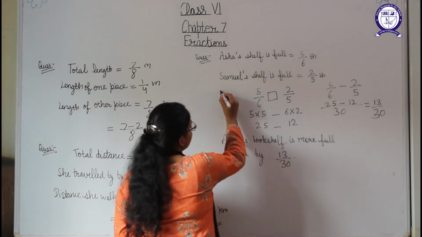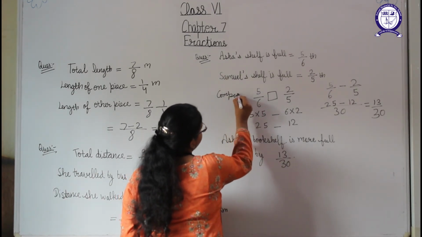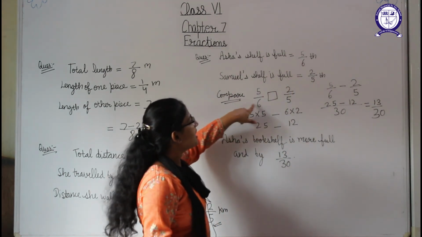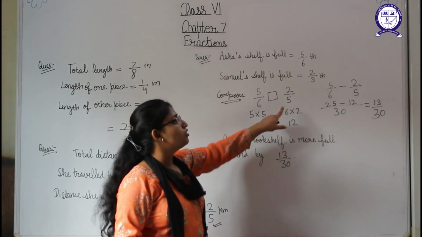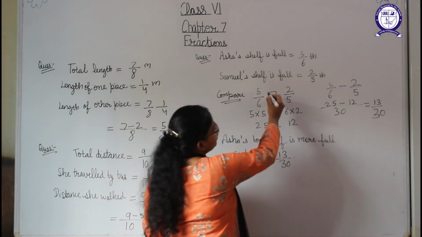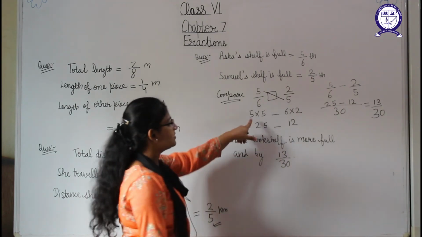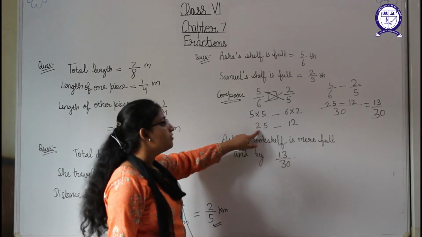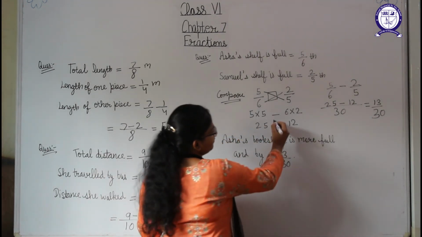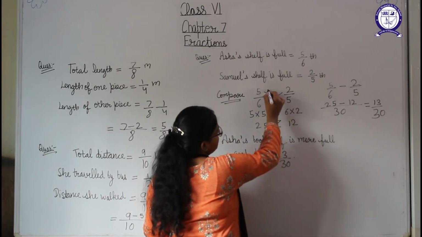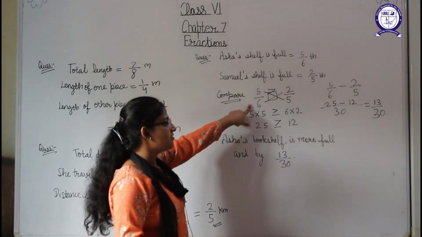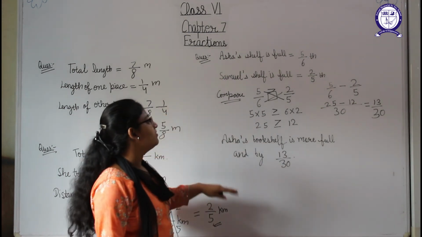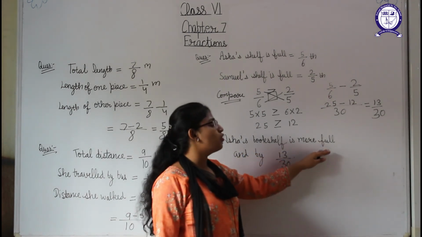compare them. Okay, so we will compare. Here 5 by 6 is the fraction for Asha and 2 by 5 is for Samuel. So how do we compare? We will do the cross multiplication. Here 5 5s is 25 and here 6 2s is 12. Okay, so which is bigger? 25 is bigger, so we will put the sign like this. It means 5 by 6 is the greater fraction. And whose fraction was this? Asha's fraction. So we will write that Asha's bookshelf is more full.